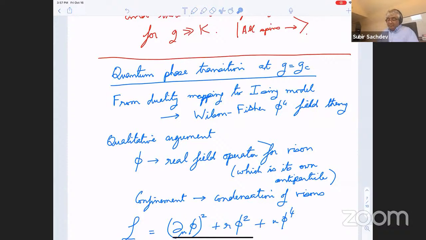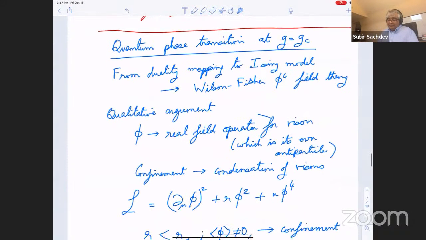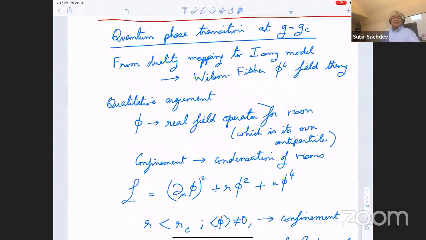But even if you didn't know that, you could wave your hands and understand this with a very simple argument. The basic picture you have to have is that at G equals 0, you have a Wilson excitation. And as you increase G, the Wilson excitation becomes lower and lower in energy.